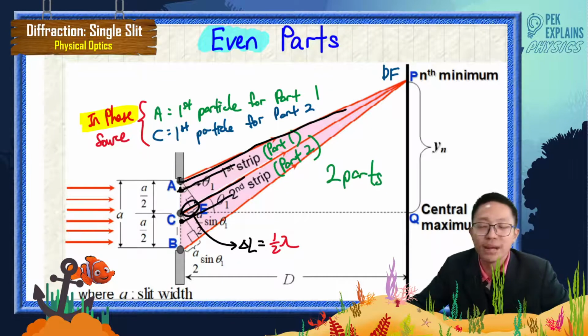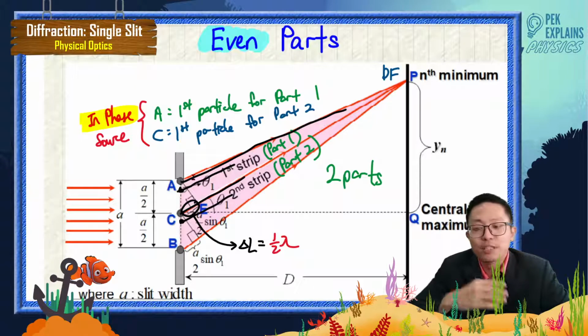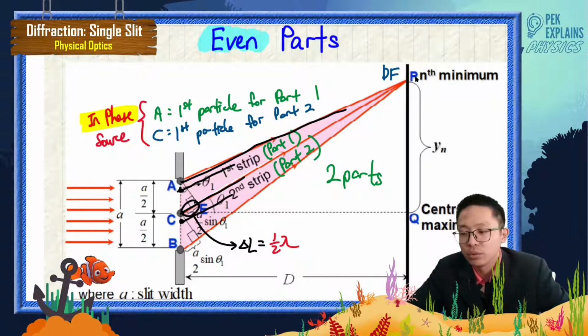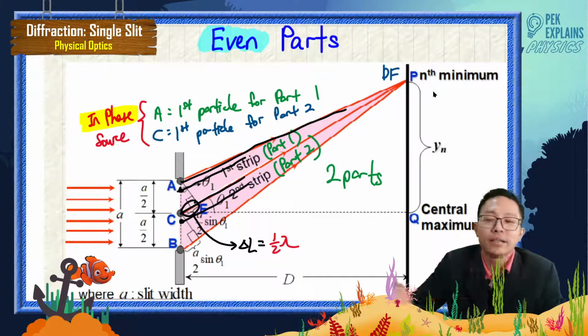Because it is just the one next to the first particle. The first particle and the first particle here, delta L is half lambda, so the second particle and the second particle here, the delta L should be half lambda also. So they also undergo destructive interference to form a dark fringe. The second particle wave for part 1 and part 2 also cancel each other to produce a dark fringe. So how about the third particle?